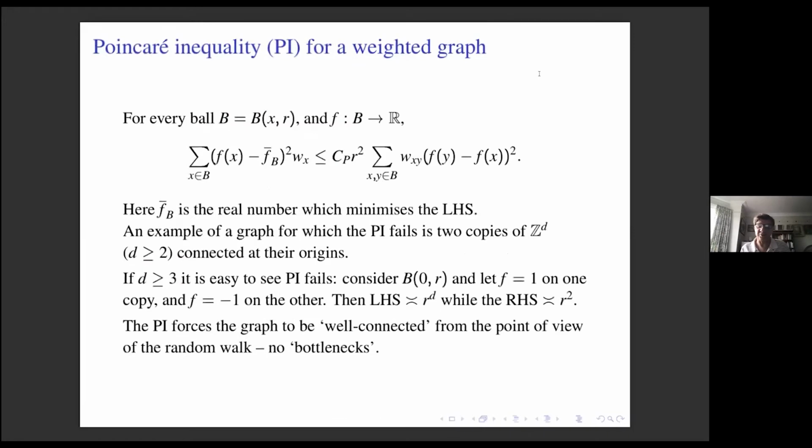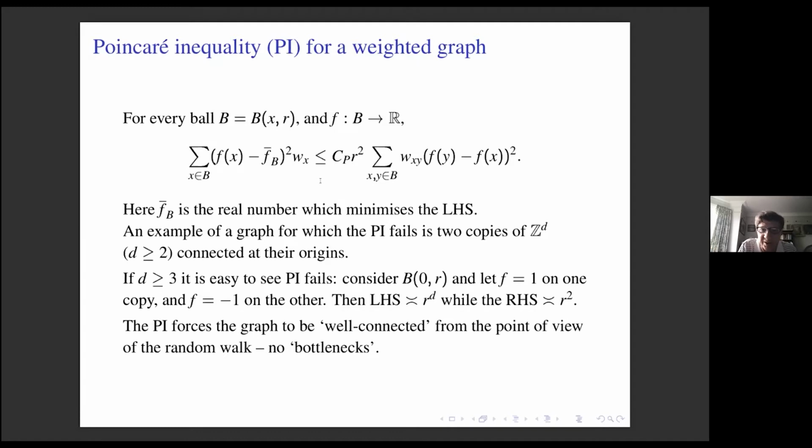So let's now see what the Poincaré inequality is. And this is the statement of the Poincaré inequality. In fact, it's a family of inequalities which should hold for every ball and for all real valued functions on the ball. It takes a moment, perhaps if you haven't met these before, to digest the content of this inequality. On the left-hand side, we've got essentially the variance of the function f over the ball. F bar B is the real number which minimizes the left-hand side, which of course is the mean of f on this ball.